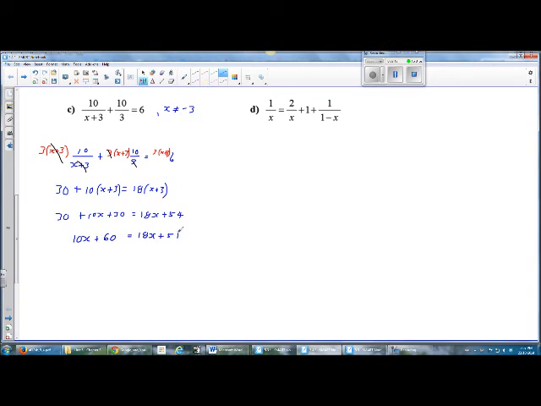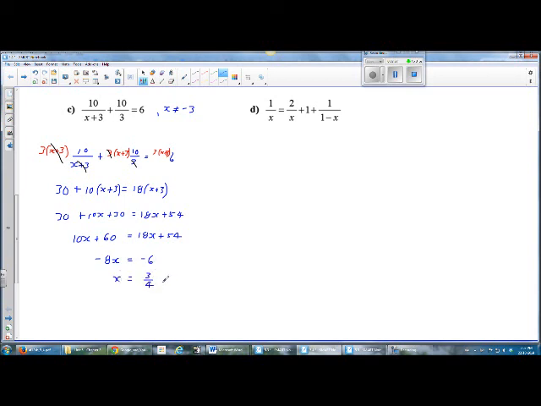Then I'll rearrange this a little bit more. I subtract 18x from both sides, so I'm going to have negative 8x here. I'm going to subtract 60 from both sides, I get negative 6. Divide both sides by negative 8, so I get 3/4, which would be the solution.